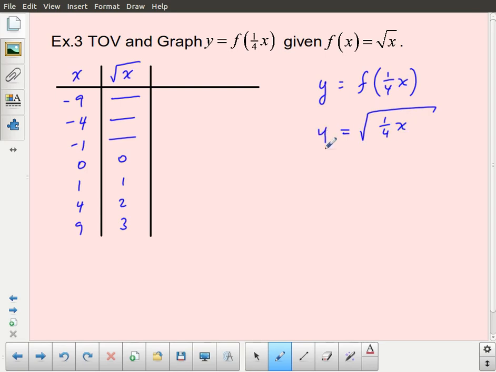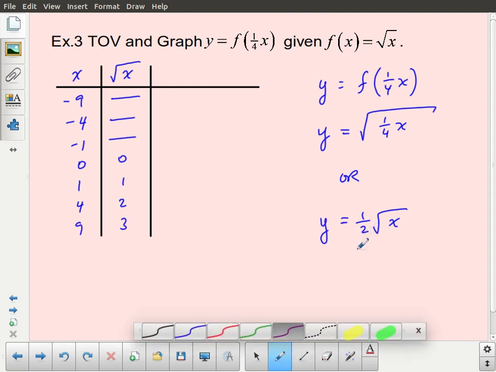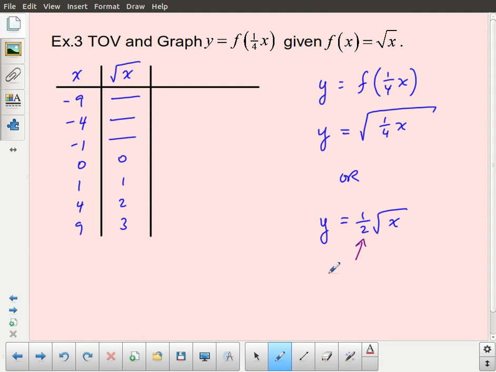Now we could also, so I'm going to separate this, maybe say, what is the square root of 1/4? The square root of 1/4 is the same as 1 over the square root of 4, so this is the same as 1/2 square root of x. Well, what kind of transformation is this? This would be a vertical compression by 2. So now that I've said that, what do you think this one is going to be? And we'll come back to that.